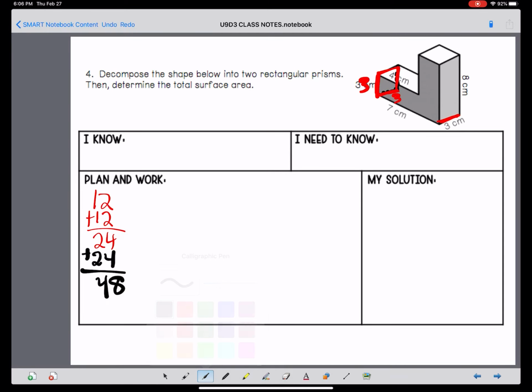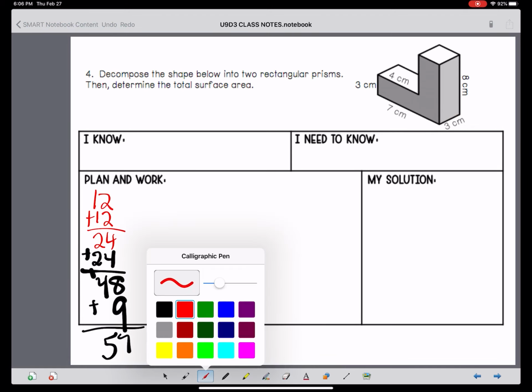Something that's important to recognize. Let's go ahead and add that together. And I have 57. So my surface area for the shape on the left side is 57. Let me go ahead and divide this again.